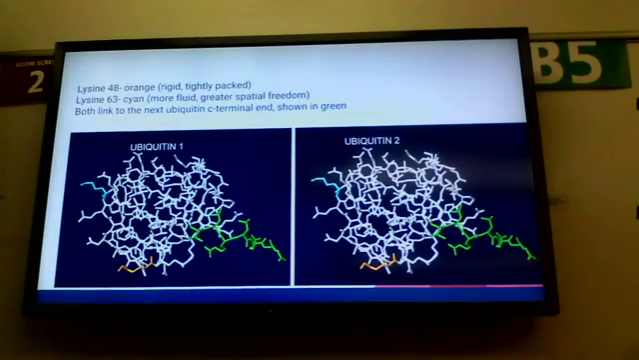Here we see the 2 lysines that are essential in linkage between ubiquitins. Cyan represents 63, the more fluid form of linkage, and 48 is orange, the more rigid, tightly packed chain.